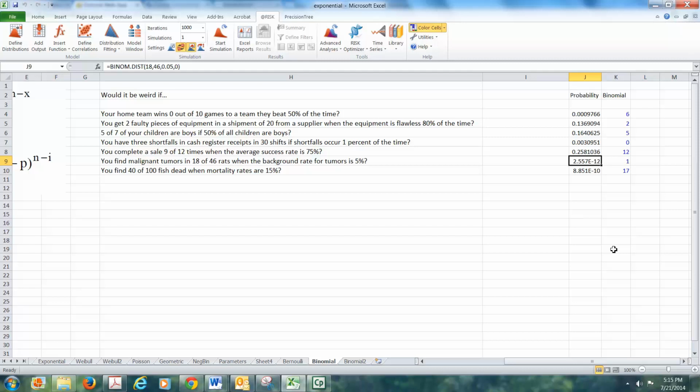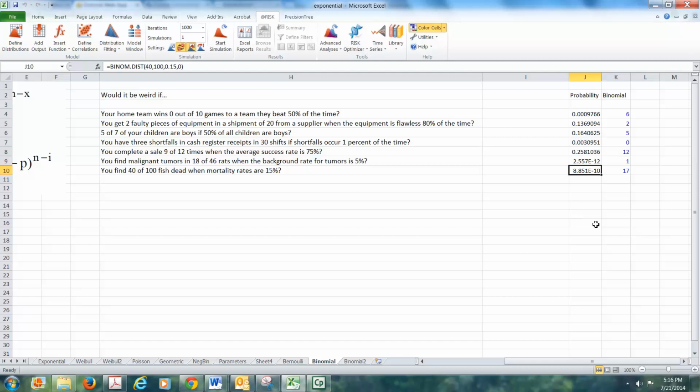If we had 46 rats that were consuming a chemical that was not in a control group, and 18 of them ended up with tumors, when 5% is the expected rate, we see that would be extremely weird. That's 10 to the minus 12 weird. It would be very difficult to justify believing that we just, by dumb luck, had 18 of 46 rats with tumors, and the background rate really is 5%. It's more likely that the chemical that these rats were consuming is causing cancer, and the background rate for those animals consuming this chemical is much greater than 5%.